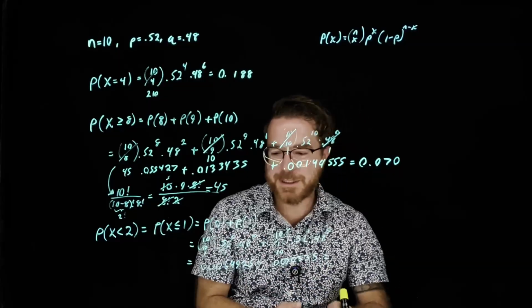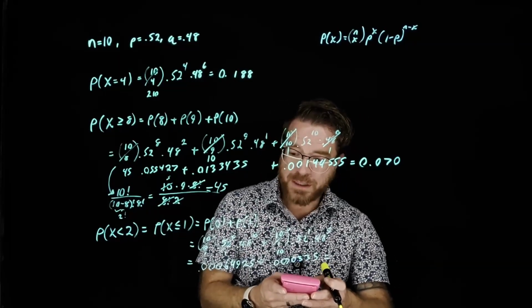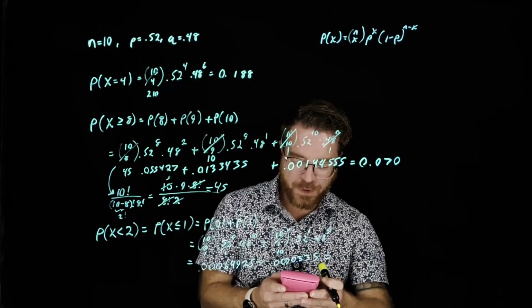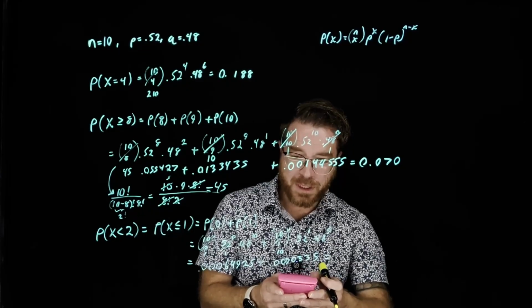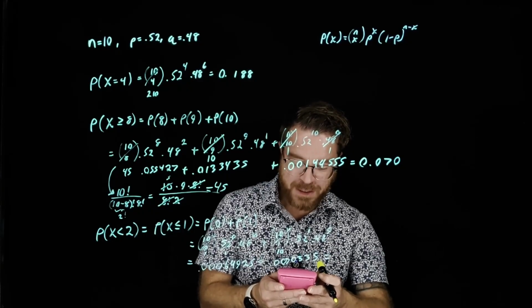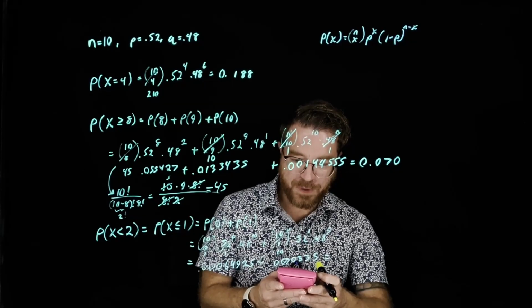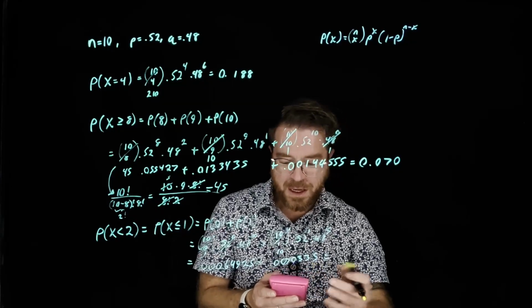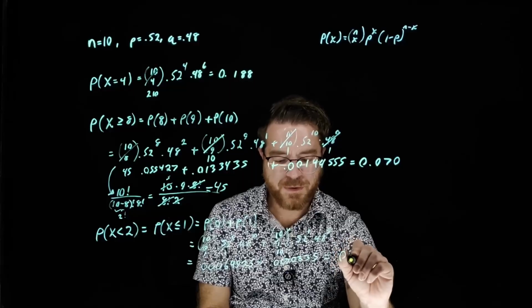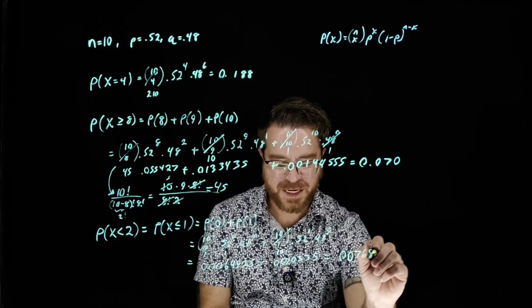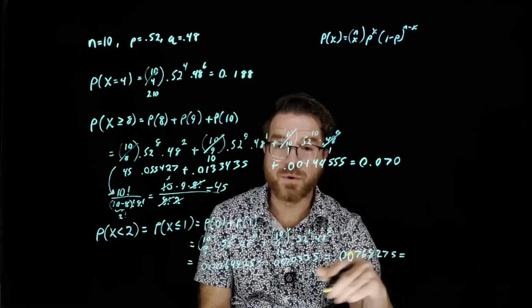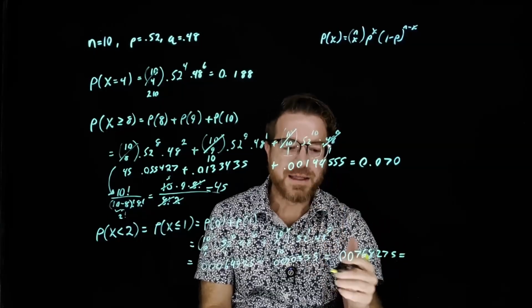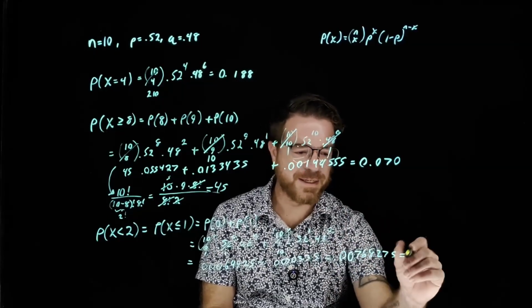small probabilities. So adding these together, we get 0.000064925 plus 0.0070335. And this will give me 0.0076825, which, of course, if we just rounded it like I talked about, this would be 0.008.